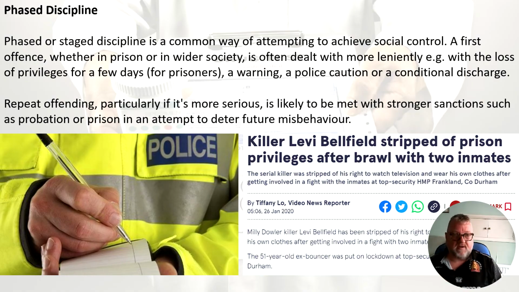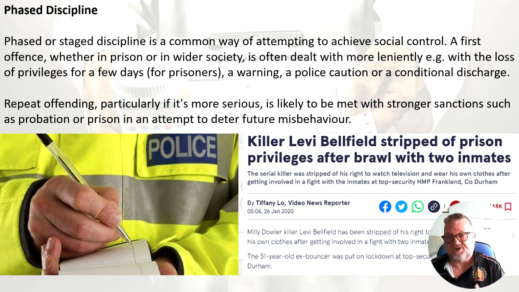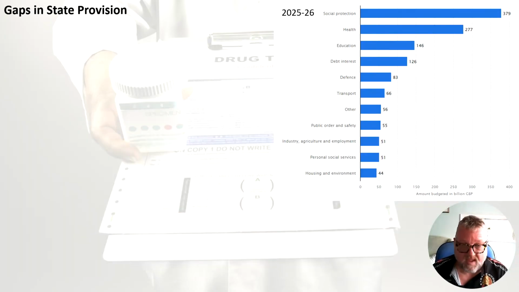So here you've got an example where Levi Bellfield, a very famous prisoner who killed Milly Dowler, is stripped of his privileges in prison. He's been involved in a brawl with 2 inmates, and therefore he's stripped of his right to watch telly and wear his own clothes. So that's his punishment for breaking prison rules. So those are institutional tactics.